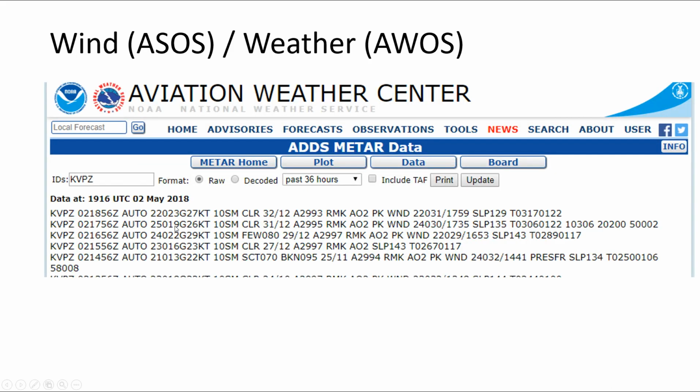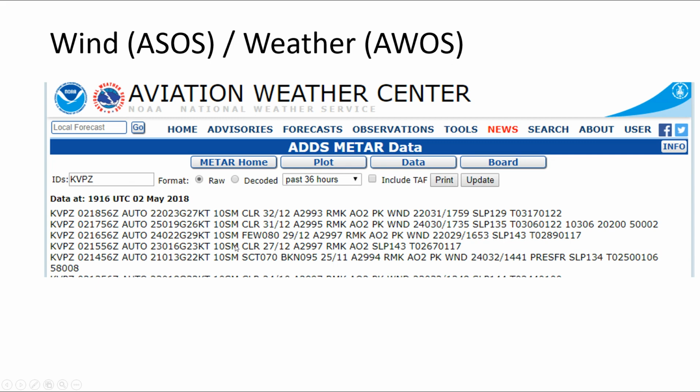This is what it looks like on the internet. You can go to NOAA, which has an Aviation Weather Center set up there. This is Valparaiso. KVPZ is Valparaiso. Here's the time, Zulu time. So it's 02-1856 Zulu time.